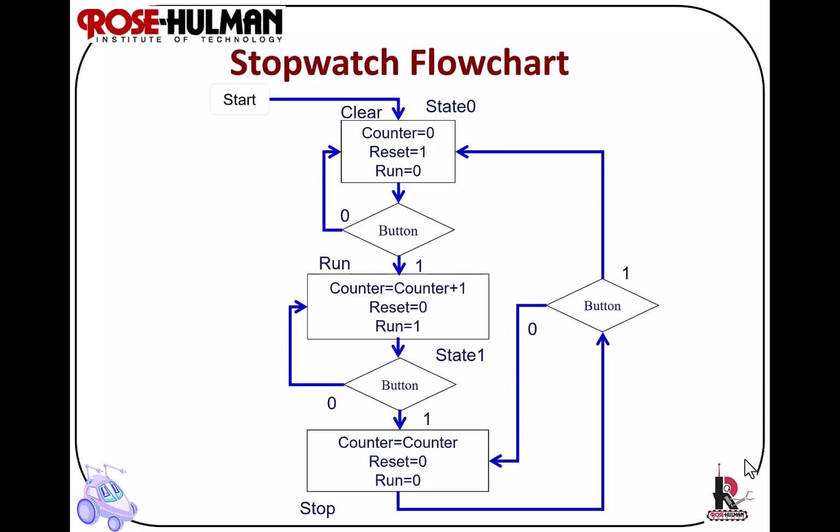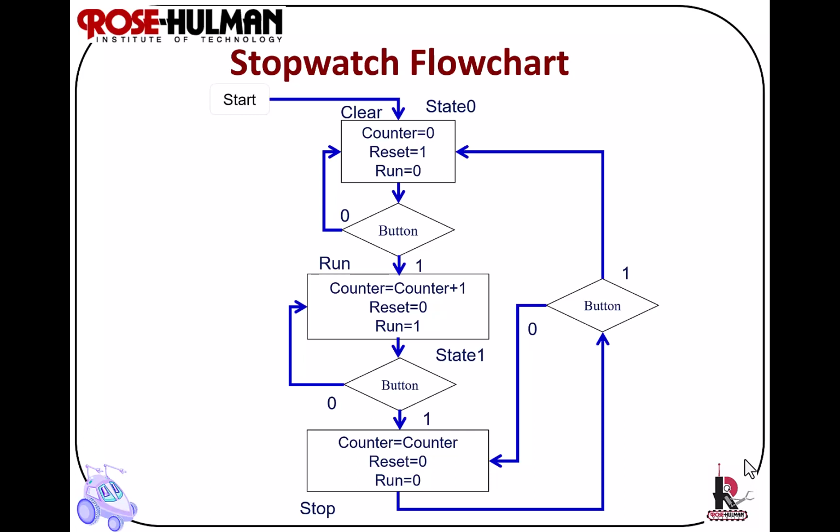Here's an example of a flowchart for a stopwatch. It is related to the flowchart from Lab 1 Recitation, which was pseudocode for a stopwatch, where it now comes up in a state 0, where the counter is 0, reset is 1, and run is 0. And then you decide if the button is pressed. No, then you stay in that state 0. Yes, then you go to the run state. You increment the counter. Reset goes to 0. Run is a 1. Then decide if the button is pressed again.